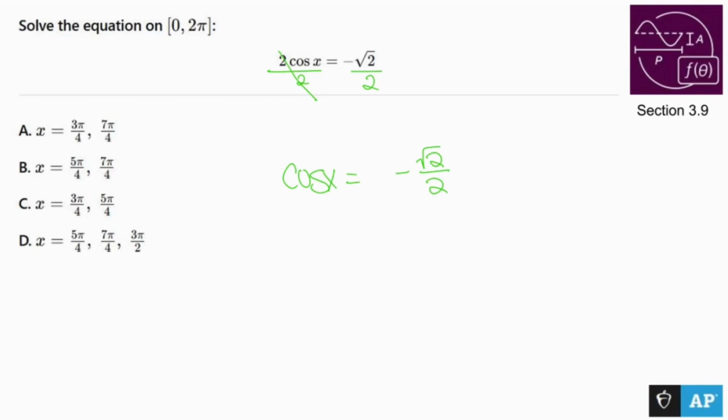In order to get rid of cosine, to get x all by itself, we're going to inverse cosine both sides, like so. That allows you to cross out, leaving you with just x. Now, what the inverse cosine is asking you to do is saying, what angle value will I get with an x value of negative root 2 over 2?